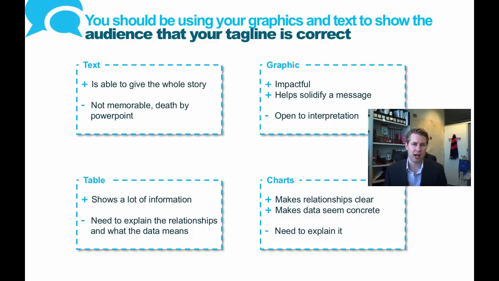The last one is charts, so graphs, etc. They make relationships clear, it makes the data seem concrete, you can really start to show relationships through it. Again, you will need to explain this, be able to point things out, really hone in either with boxes or arrows on the main parts that you want, but at least then you can use your oratory skills to engage the audience and show them what the data means.